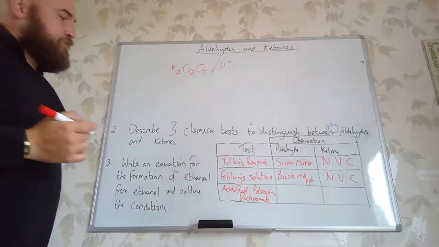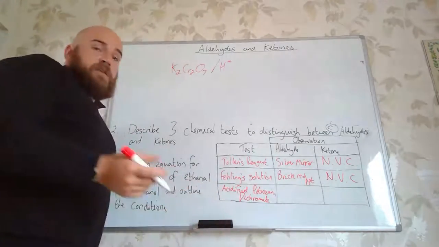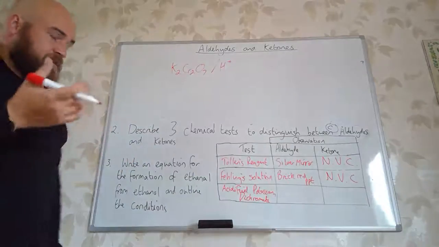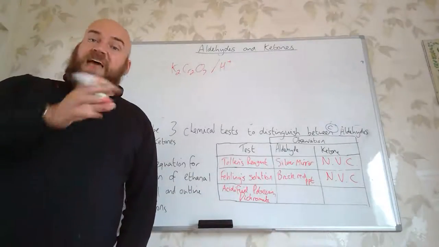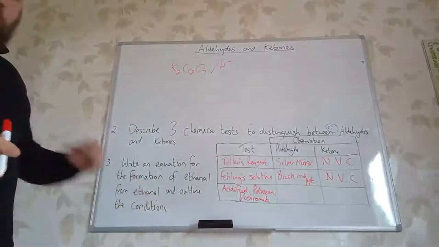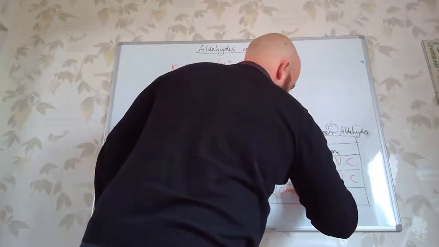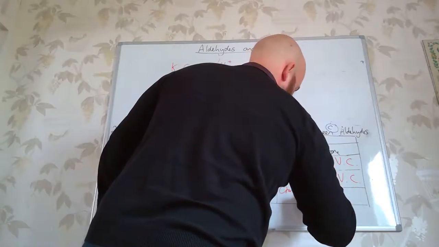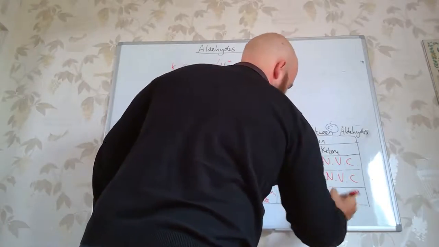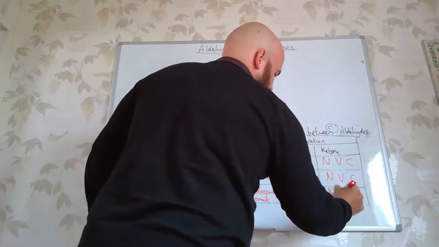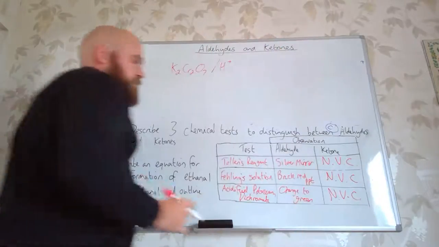And what would the observation be? It'd go from a lovely orange color, because remember, we did this in the required practical when we did the partial oxidation of ethanol to ethanal, which we're going to look at in a moment. And it goes from orange to green, all right? And the ketone, again, no visible change, okay?